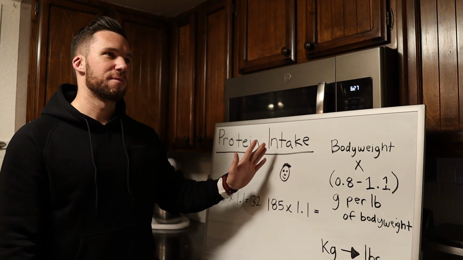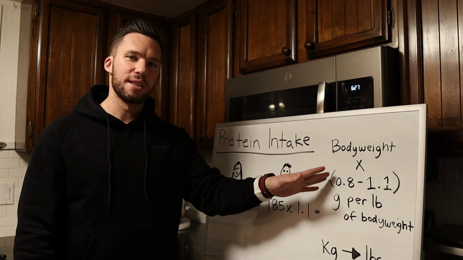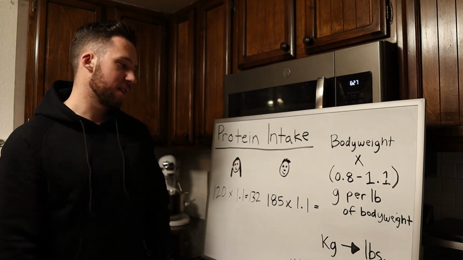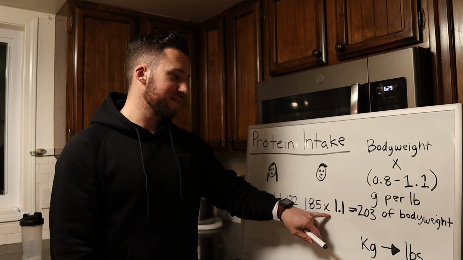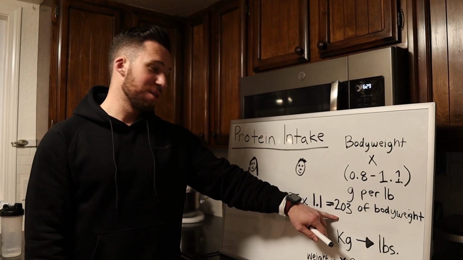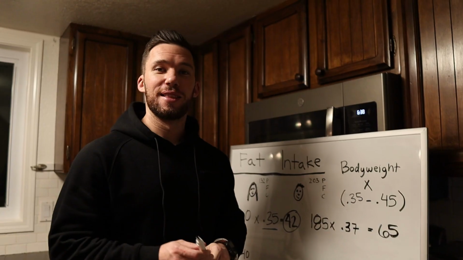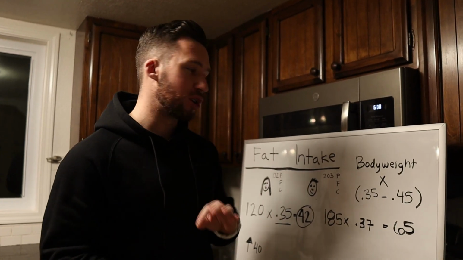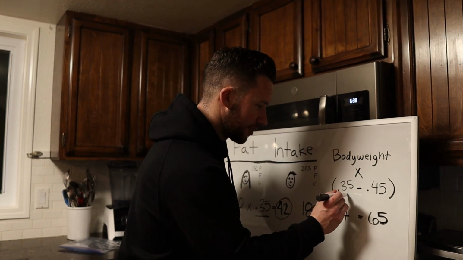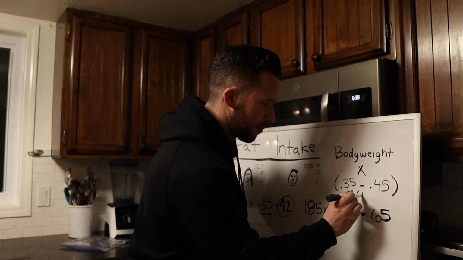If you're probably sub 15, I go at least a gram of protein per pound of body weight. So for mine, I multiplied 185 times 1.1, and I got 203 grams of protein. Next up, we got fat intake. It's 0.35 grams of fat per pound of body weight. Just to make that clear, per pound.